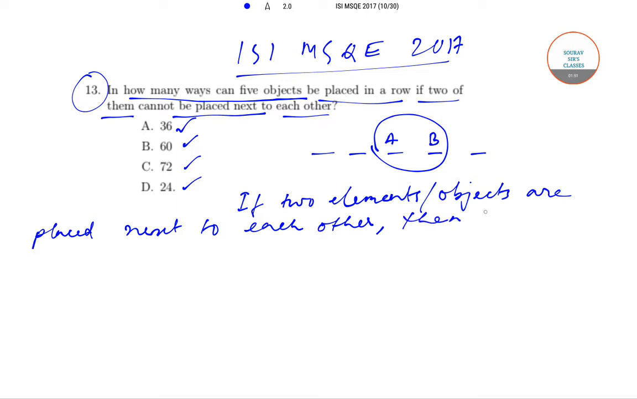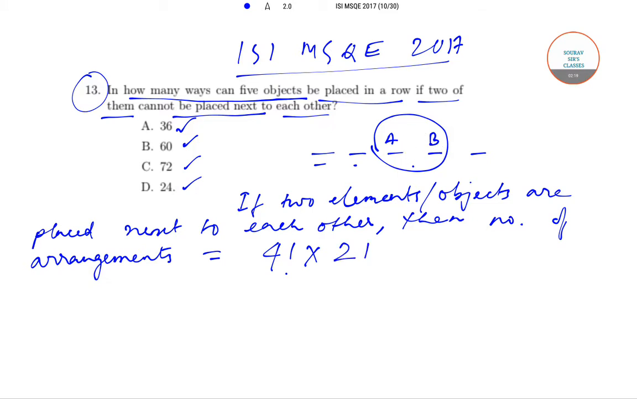then the number of arrangements will be equal to, so there will be total 1, 2, 3 and 4. There will be 4, since we have already taken this entire A and B objects as a single object. So there will be 4 objects. These 4 objects can arrange among themselves in 4 factorial ways. Now these 2 elements can arrange among themselves in 2 factorial ways. So the answer will be 4 factorial into 2 factorial. So 4 factorial is 4 into 3 into 2, 4 into 3 is 12, 12 into 2 is 24, 24 into 2, that is equal to 48.